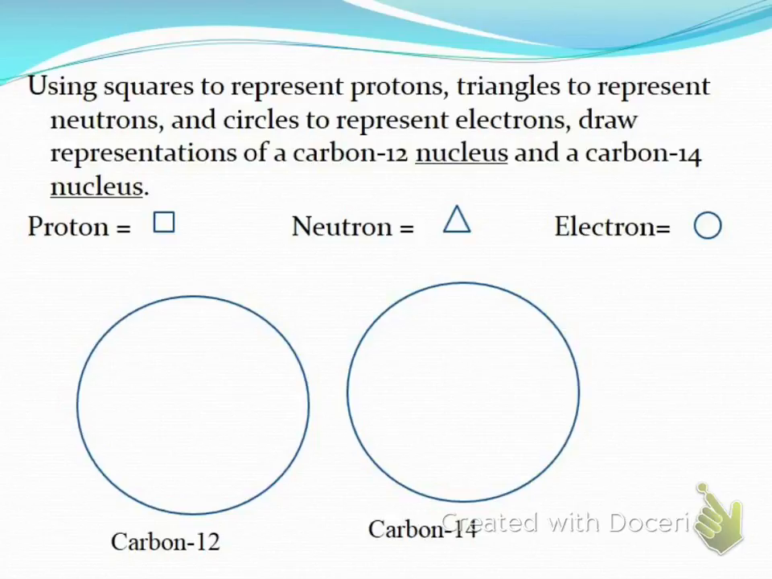Okay, so using squares to represent protons, triangles to represent neutrons, and circles for electrons, draw the representation of a carbon-12 and a carbon-14. And I want you to go ahead and do this in your notes, and then we'll show you, just because I want you to get used to drawing and thinking about how to draw things on a particulate level, because it is a big deal.